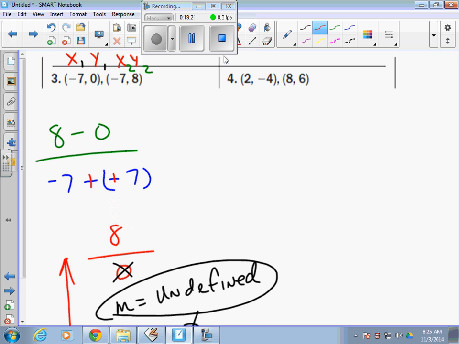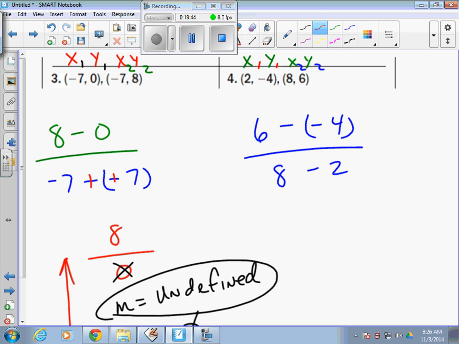And then the last one, x comma y. This is x comma y, sub 1, since that's point number 1, sub 2, that's point number 2. Y sub 2 is first in your slope formula, 6, minus y sub 1 is negative 4, minus a negative. We know what that means. Over, x sub 2 is 8, minus x sub 1 is 2, minus a negative means plus a positive. 6 plus 4 is 10. 8 minus 2 is going to be 6.